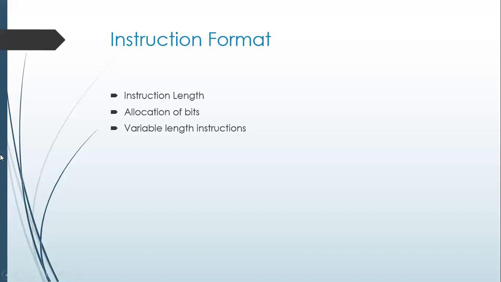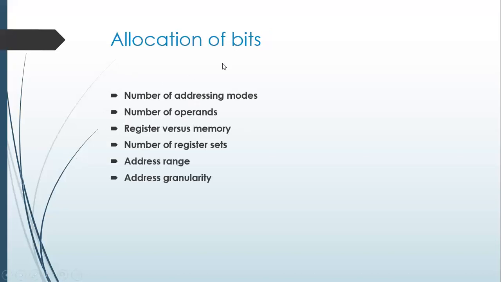Then next part is allocation of bits, which is very important. The allocation of different bits in your instruction format depends upon the following factors. First is the number of addressing modes. How many different addressing modes are you going to use? We have seen 7 different addressing modes. For specifying 7 different addressing modes, you are going to need at least 3 bits, right? If you have 3 bits, then you can uniquely identify every addressing mode. Next is the number of operands.